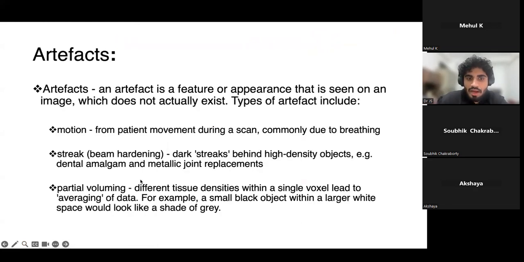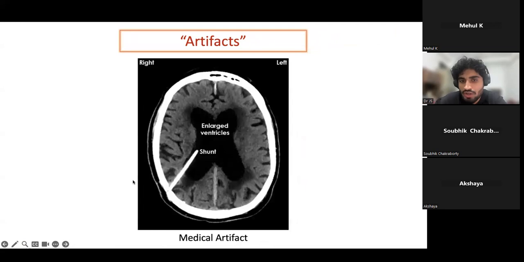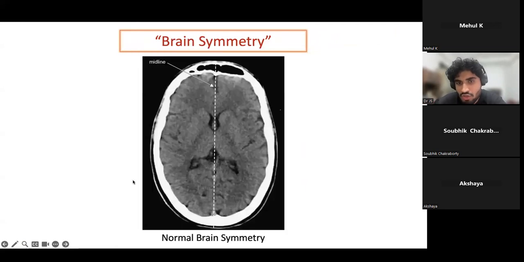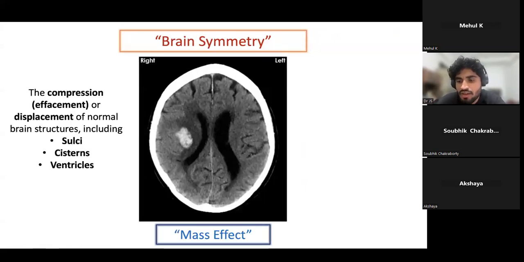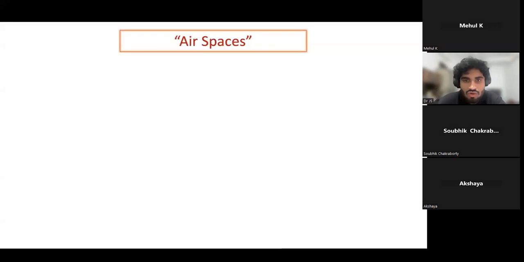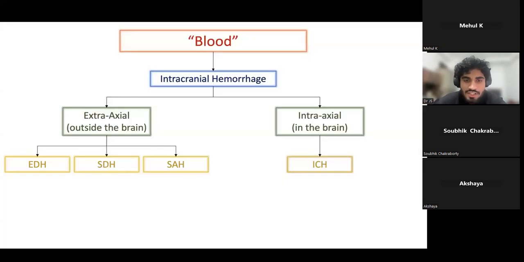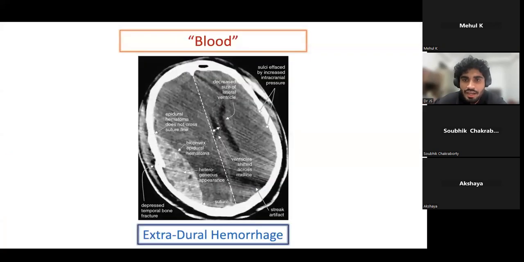So this is beam hardening and partial volume artifacts. We should be aware of this because it is important, as we might confuse it with a pathology. That's why we need to make sure this is an artifact. So we should differentiate that. This is the EDH part.